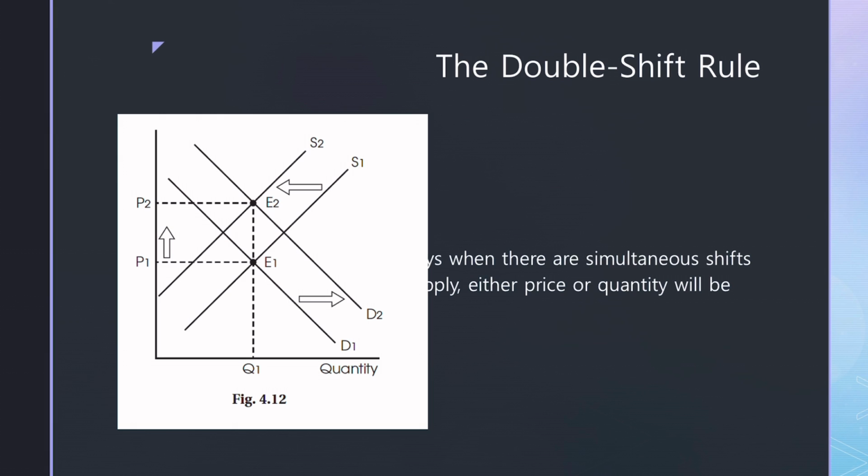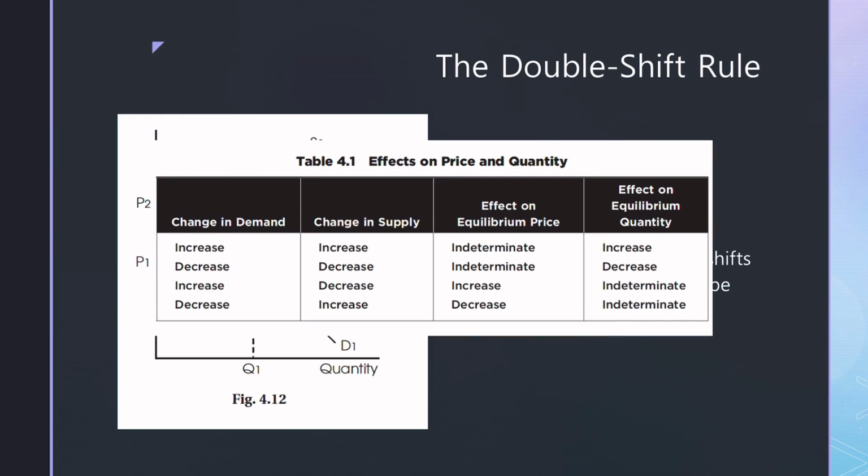If you look here closely, we have D1 and D2 and S1 and S2. D1 moves to D2, which is an increase in demand, and S1 moves to S2, which is a decrease in supply. And we have this table here, and this is very important. You have to remember this.